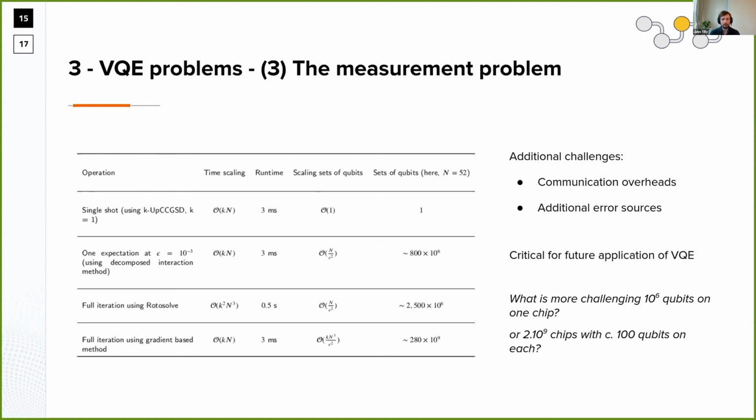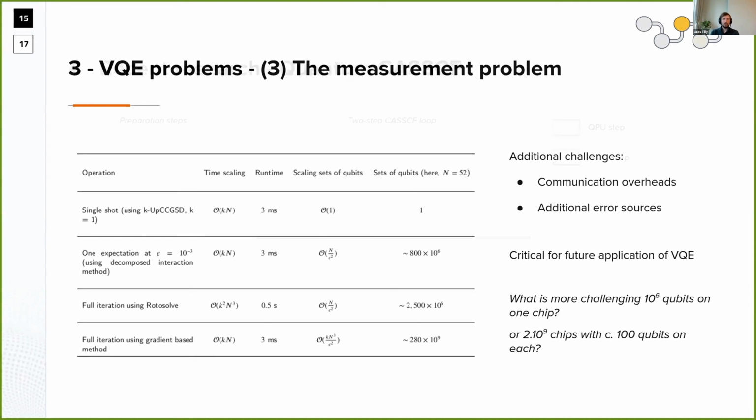And I think one question that one should ask is, compared to other quantum methods that are out there and somewhat competing with the Variational Quantum Eigensolver, is it more challenging to build 1 million qubits on one chip or 2 billion chips with only 100 qubits on each? It's not a straightforward question. So I think this will be left for the hardware community to discuss. But it's very clear that in any case, for a method like the Variational Quantum Eigensolver to be a valid method, this question will need to be answered.